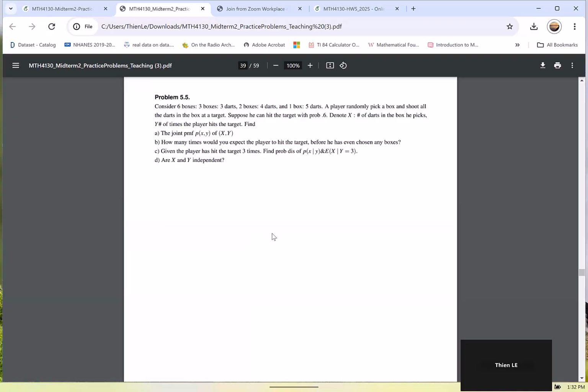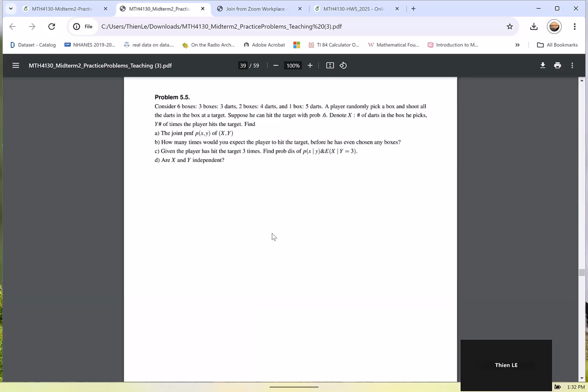Problem 5.5, consider 6 boxes: 3 boxes have 2 darts, 2 boxes have 4 darts, and 1 box has 5 darts. A player randomly picks a box and shoots all the darts in the box at a target. Suppose he hits the target with probability 0.6. Then X is the number of darts in the box he picked, and Y is the number of times he hits the target. Find the joint PMF of X and Y.